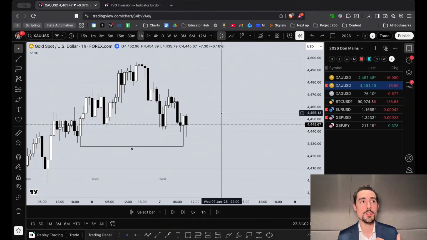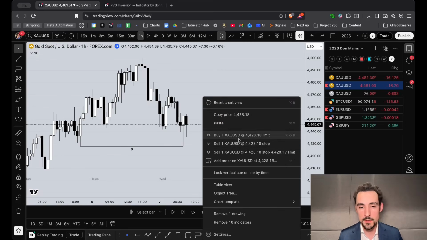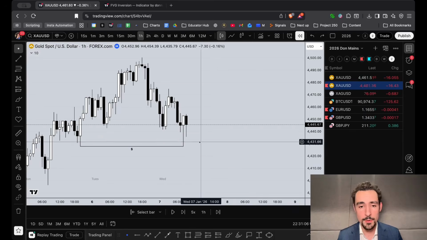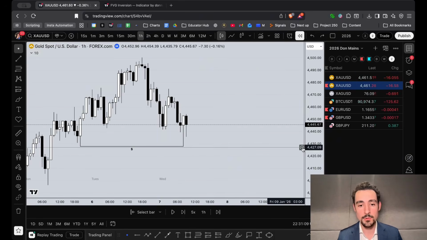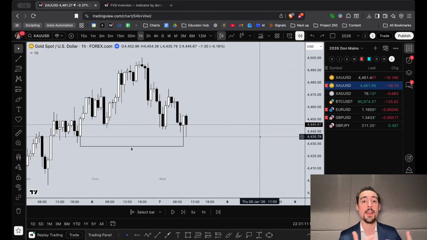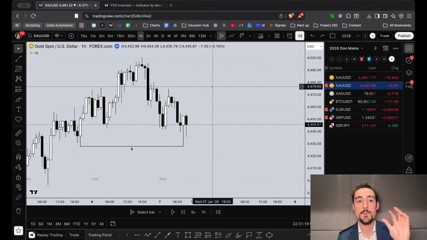So what I'll usually do is set an alert at those lows. Obviously we're in replay mode, so I can't do that, but I would set an alert at these lows so that I'm notified, hey, we're taking a key area of liquidity on the hourly time frame. Then I'll take a look at and observe price on the smaller time frame to see if there's any inversion.